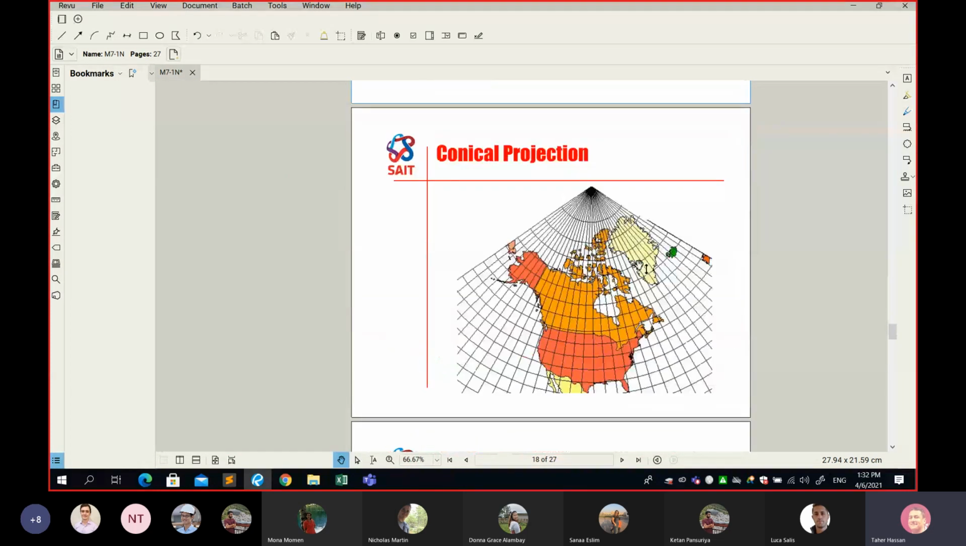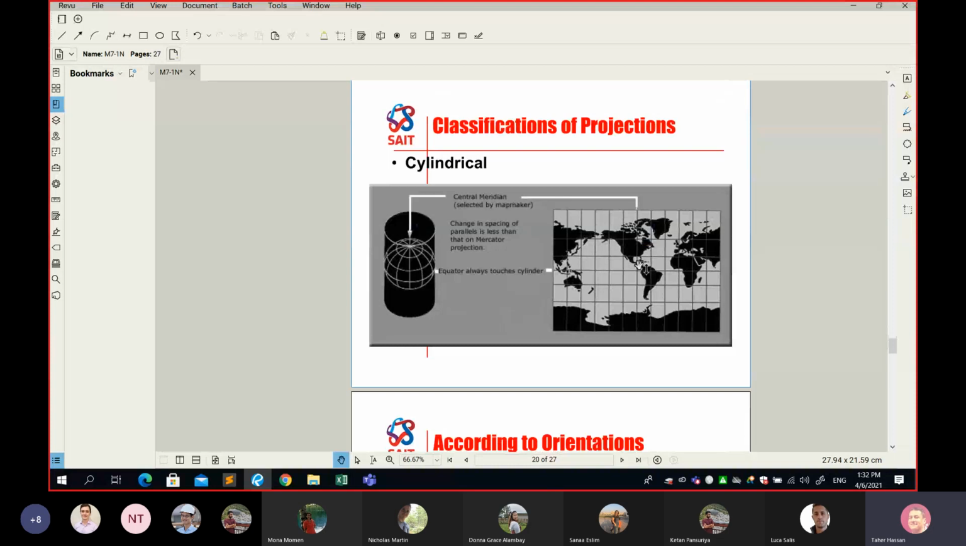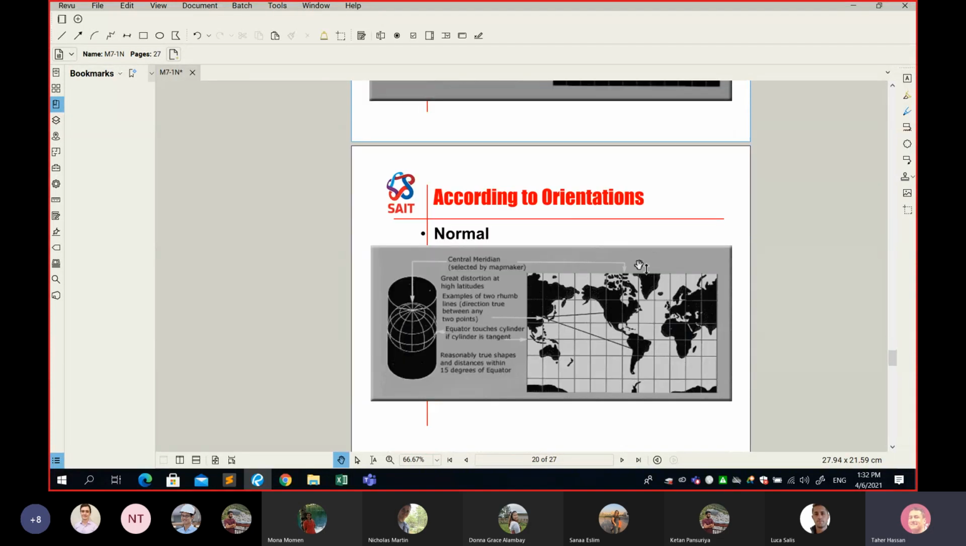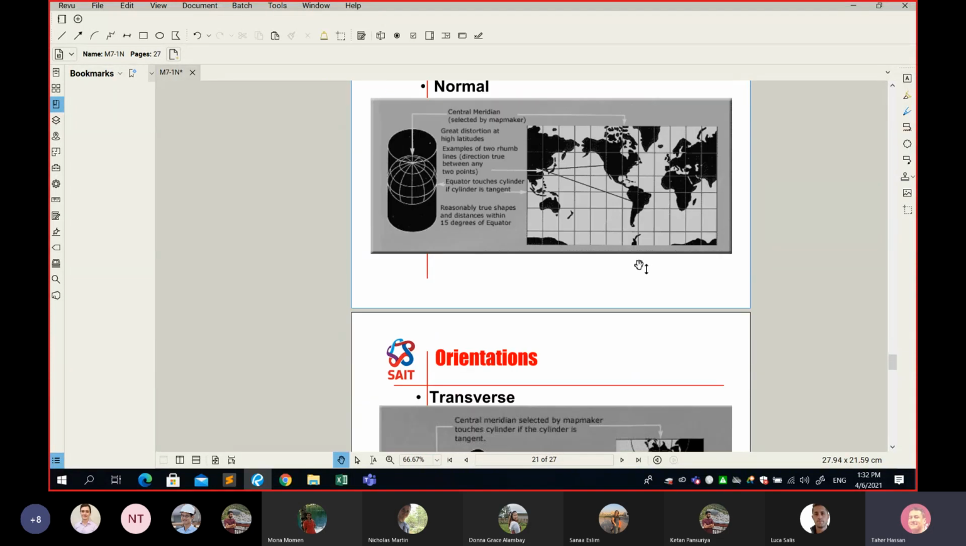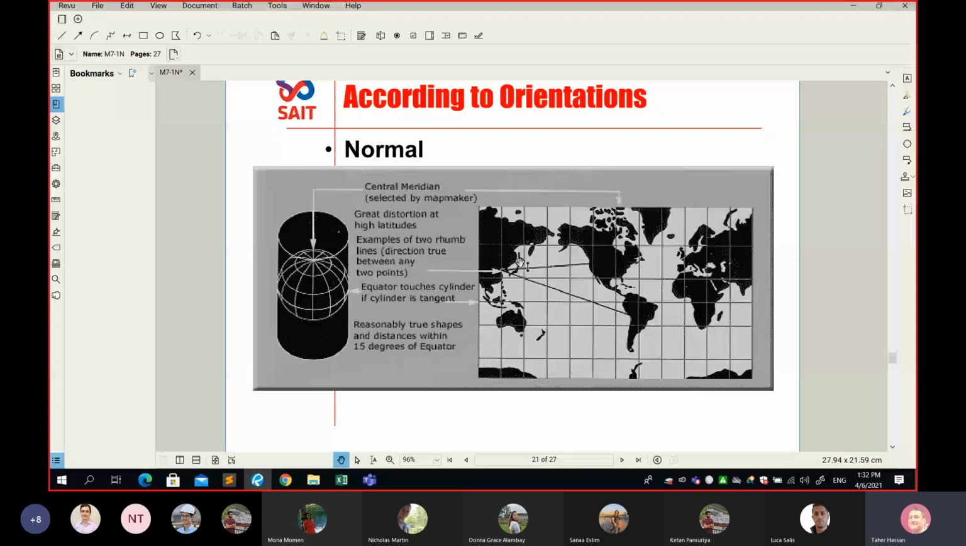Okay, now let's move on to our last part of our lecture. So far we have seen classification of projection depending on the map surface: planar, conical, cylindrical. I'm going to show you right now that you can take any of those and do some tweak, and this tweak will create a new projection system.